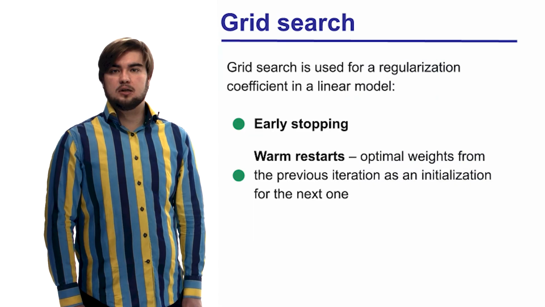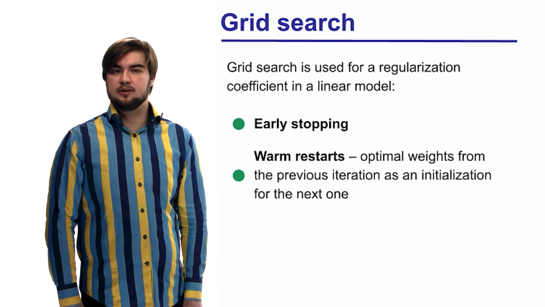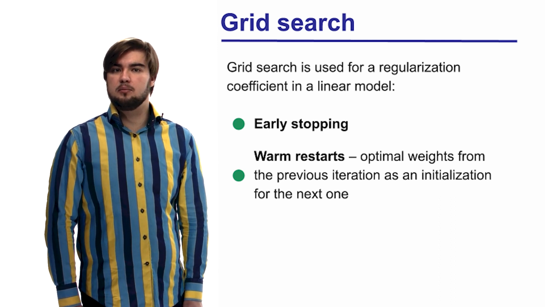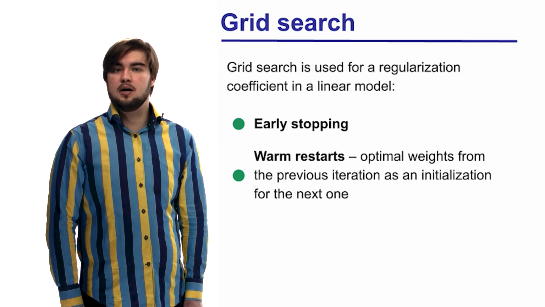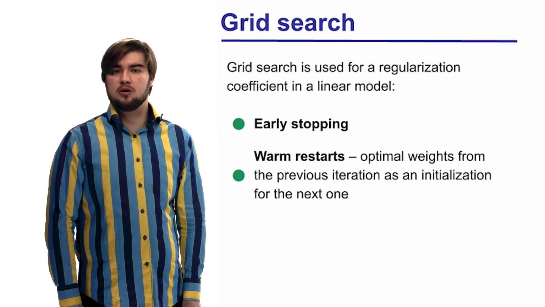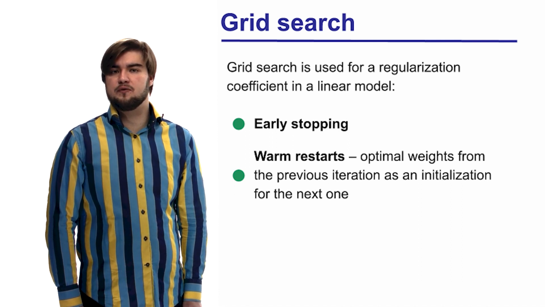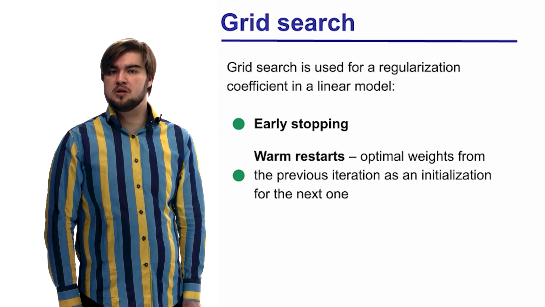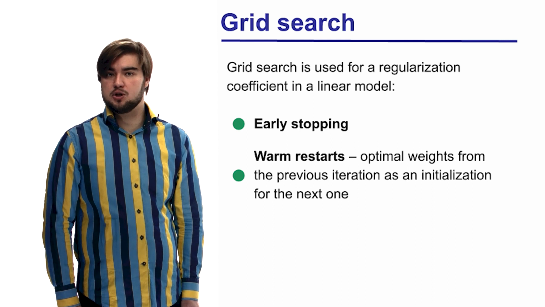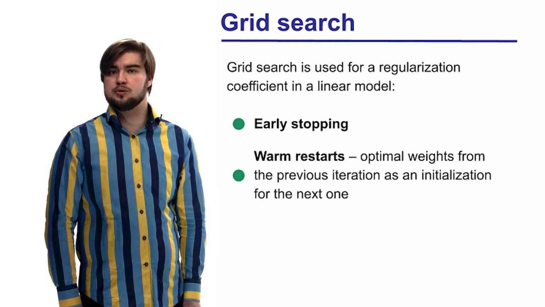Grid search is an effective technique for fitting the regularization coefficient in a linear model, because we can use early stopping after the quality on a validation set stops improving. Moreover, warm restarts are really helpful. Proceeding to the next value of the regularization coefficient in the grid, we initialize the weights with an optimal solution from the previous iteration, which speeds up convergence.